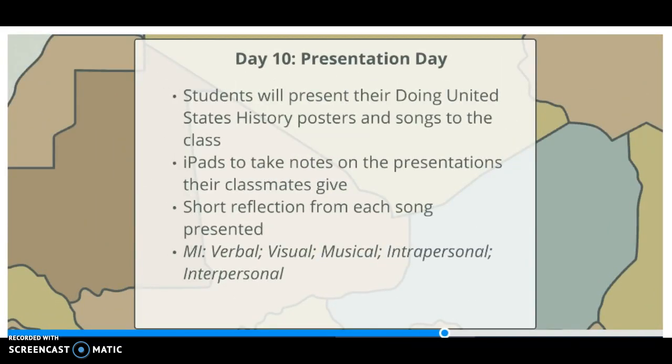So day 10 will be when they present their Doing United States History posters to the class, and the songs. The songs can be presented in the class or they can be pre-recorded. They will need to write a short reflection for each song presented in class.